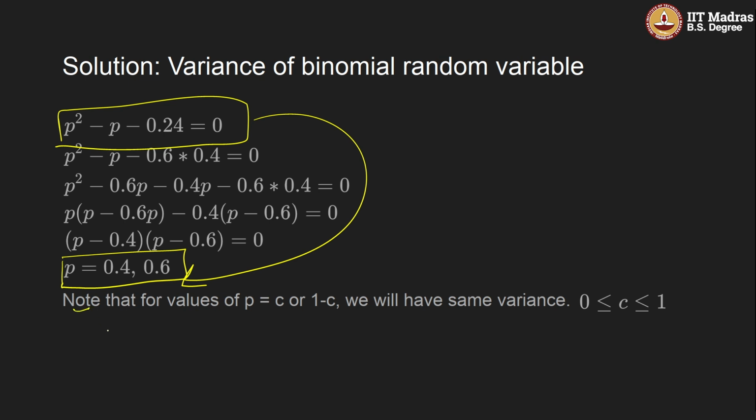And there is a note point that values of p equal to c or 1 minus c give us the same variance, where c lies between 0 and 1.